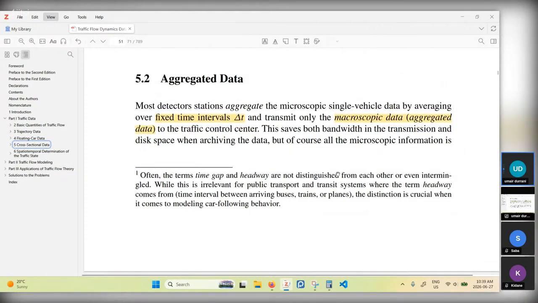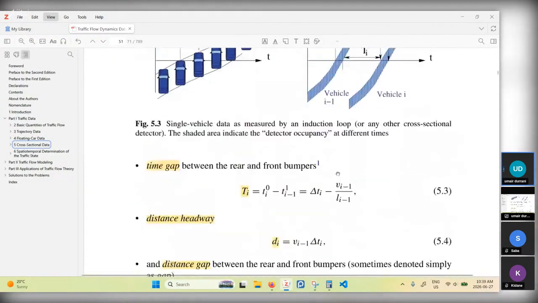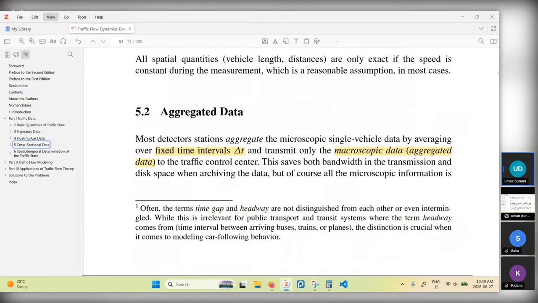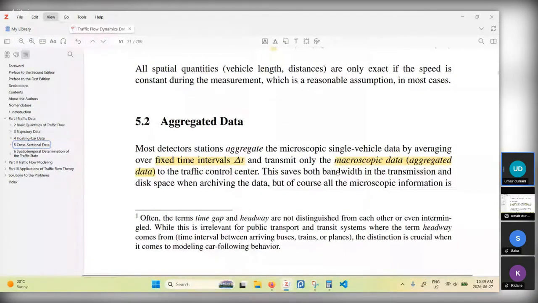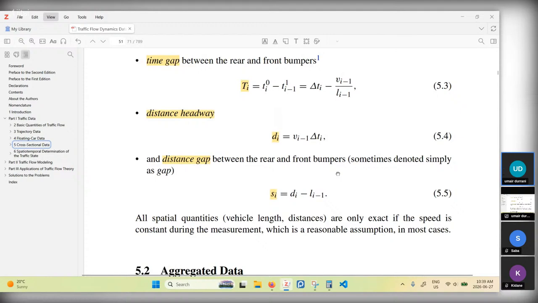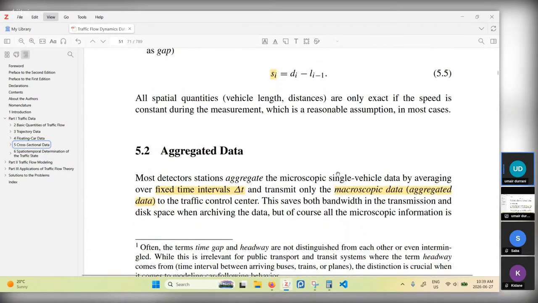We can also then aggregate all of this data. Typically, according to the chapter, there's a fixed time interval, delta t, which could be, for example, 30 seconds, 60 seconds, 2 minutes. For that fixed time interval, it would aggregate all of the microscopic data that we have discussed here, and then send that to the traffic control center instead of the microscopic data, which means that we lose this very valuable information that we can potentially get every time a vehicle enters the loop. That is done to save bandwidth and disk space.